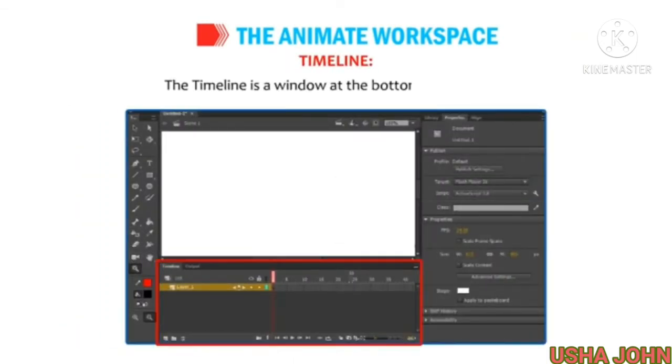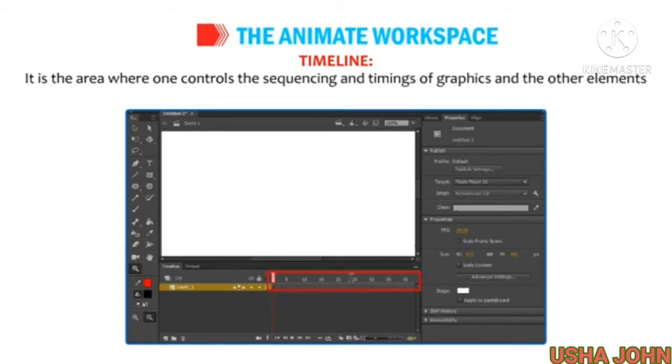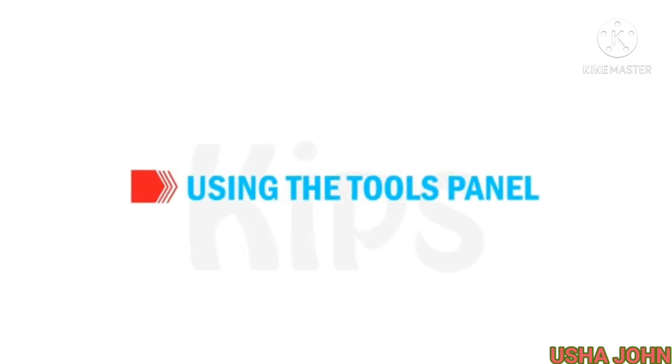Timeline. The timeline is a window at the bottom of the stage. It is divided into frames. It is the area where one controls the sequencing and timing of graphics and the other elements of a movie.